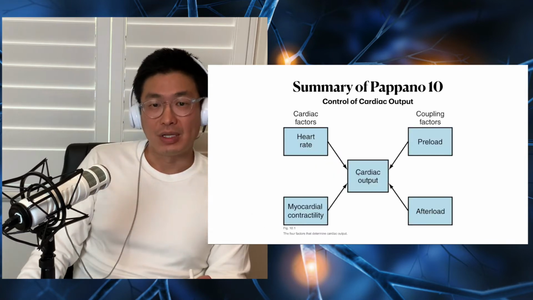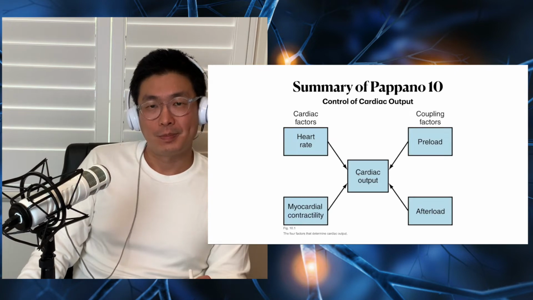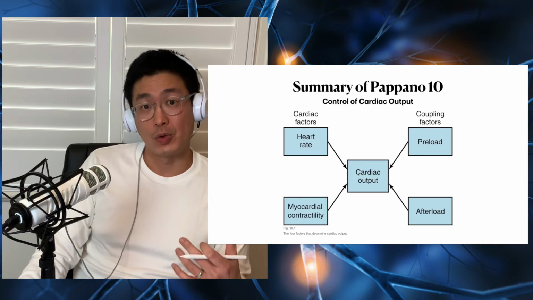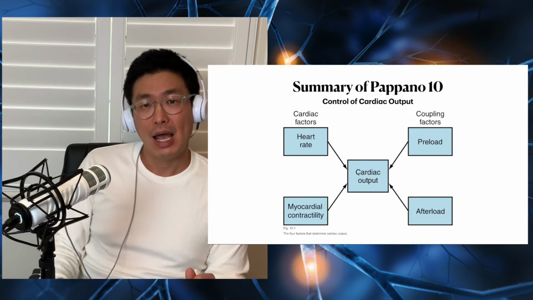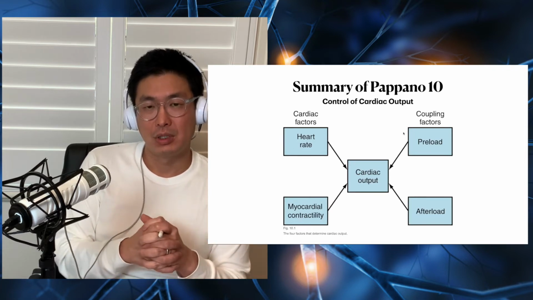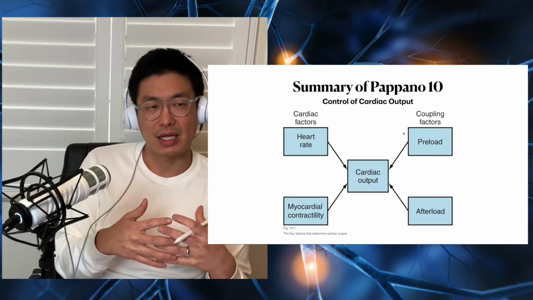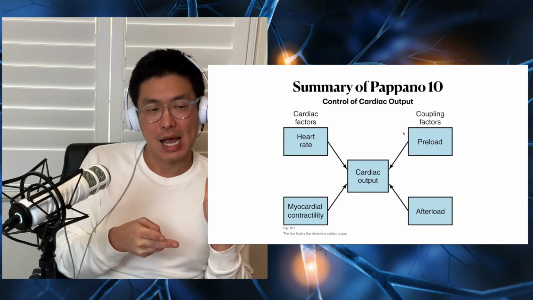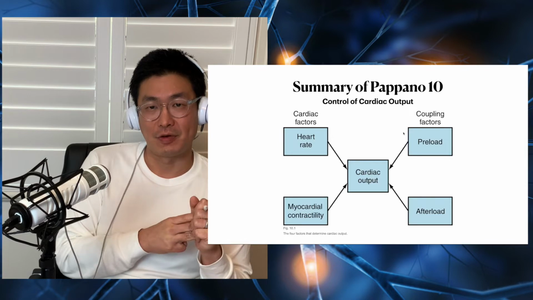I really, really like this diagram. And this will be something that I think I'll use in my answer. This is the idea in terms of what affects cardiac output. Remember that Guyton said that the factors that affect cardiac output were cardiac function, resistance, and blood volume.